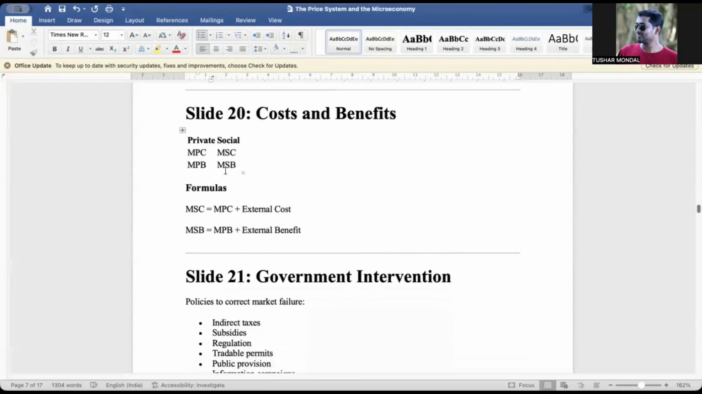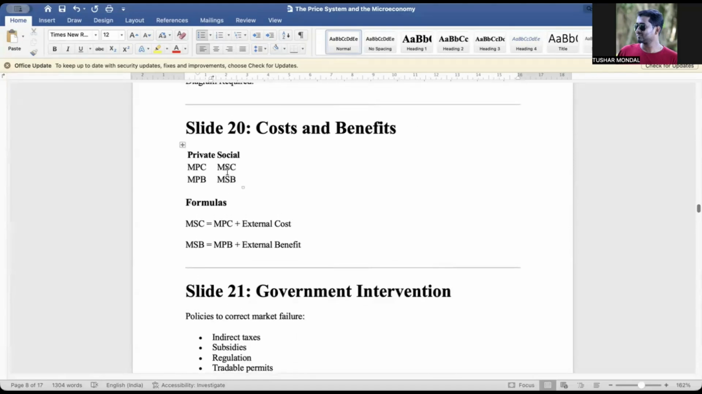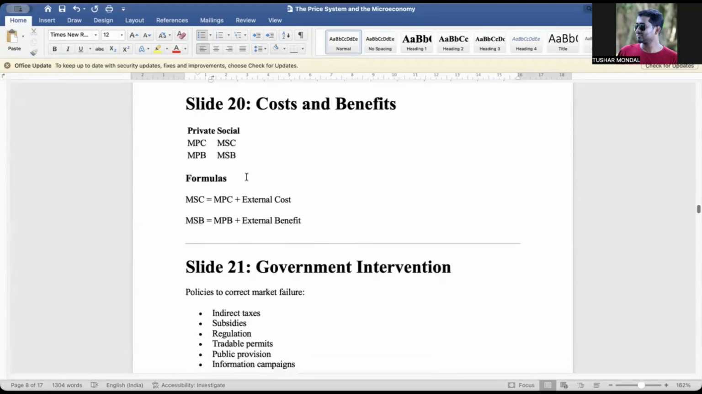Now come to cost and benefits. There are four things we are going to see, one by one. If you are watching this point, marginal social cost equals marginal private cost plus external cost.